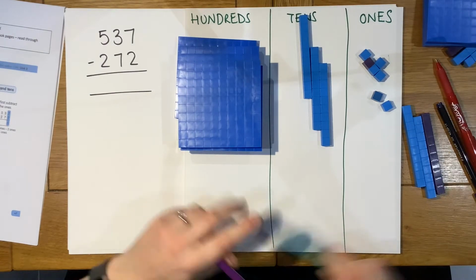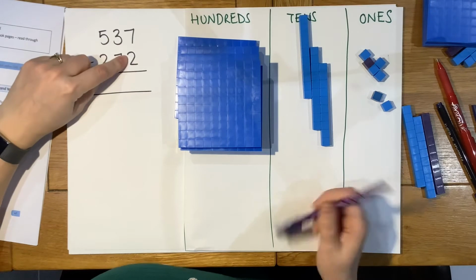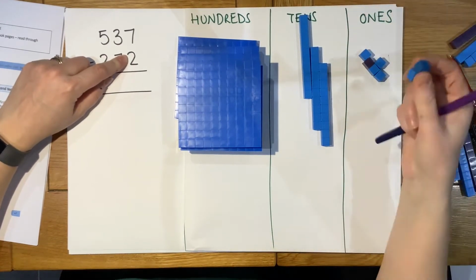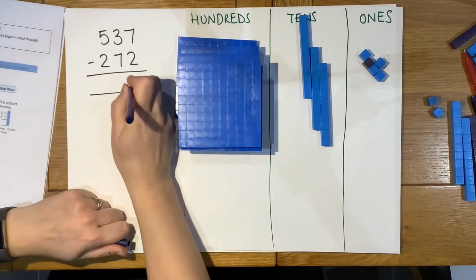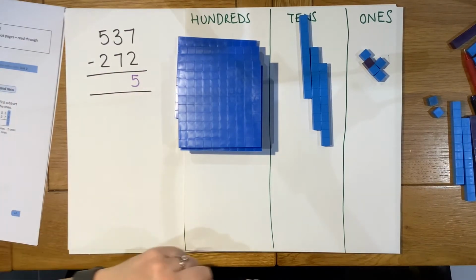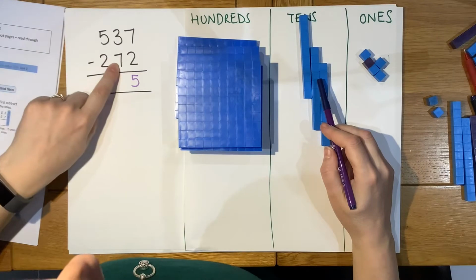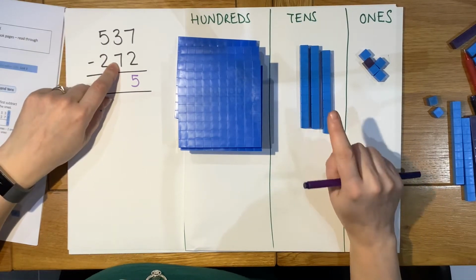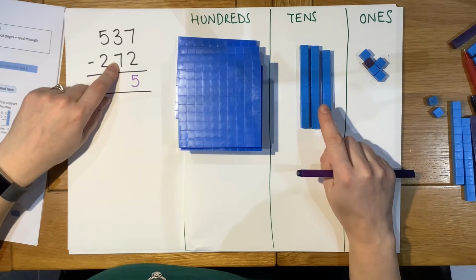So first subtract the ones. 7 ones take away 2 ones. Right, I can do that. I don't need to do any exchanging. I just take those 2 away, leaving me with 5 ones. Next, subtract the tens. I need to take away 7 tens. I haven't got enough. So remember yesterday when we didn't have enough, we exchanged, didn't we?